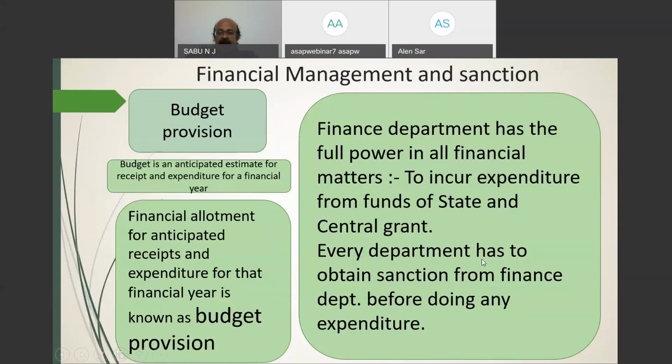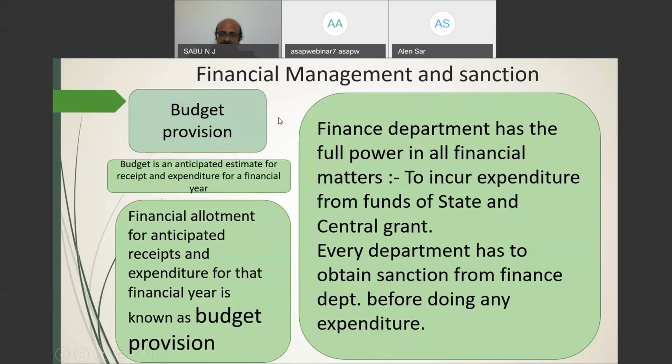That means no work can be carried out without getting the financial sanction, or without getting the concurrence of the finance department. The finance department will present the budget for the coming year, and the sanction must be obtained for the project. Finally, after having voted, the government will assent to the particular bill, and the particular amount can be spent for the particular project by the department.